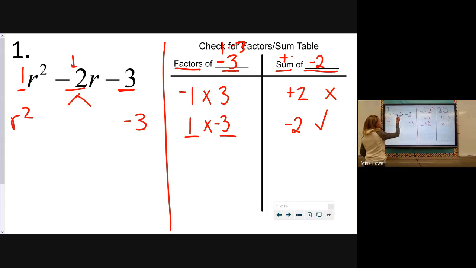So instead of negative 2r, we're going to call it 1r and negative 3r, right? So plus 1r and a minus 3r. And I think if we combined our like terms here, if we did 1 minus 3r, we would be back up here to this negative 2r.